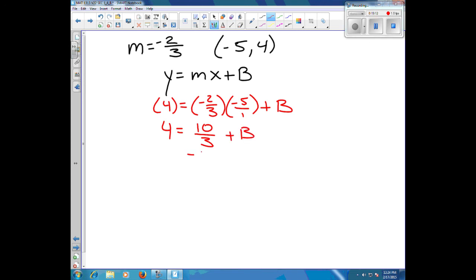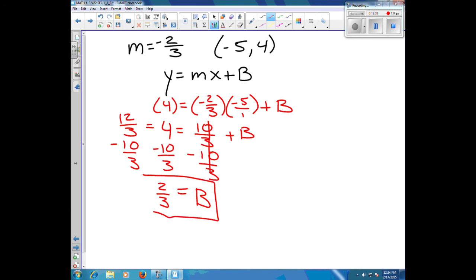We're then going to subtract 10 over 3 from both sides. Remember that when you subtract fractions, you need to find a common denominator. So 4 is the same thing as 12 over 3. 12 divided by 3 is 4. So 12/3 minus 10/3 is going to give us 2/3. Now we're not quite finished. We need to write the equation, which is going to be y equals our new slope, negative 2/3, x plus b, so plus 2/3.